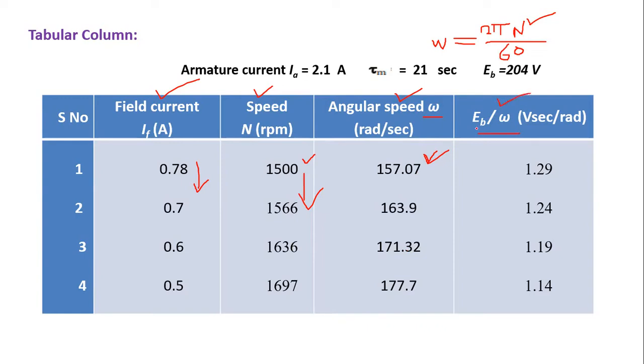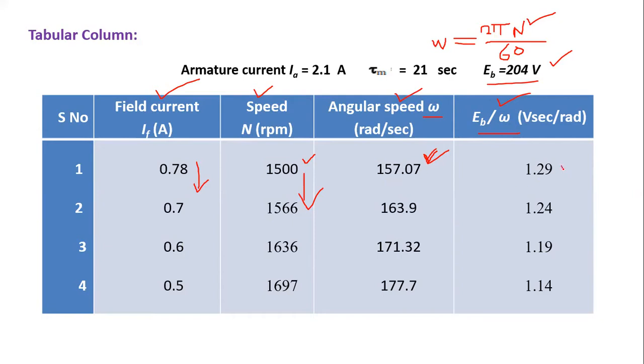EB by omega, where EB is the voltage across the armature. Already we calculated. While doing the experiment, we are checking what the voltage across the armature is. We are getting 204 volts. Once we know the EB and the angular speed, then you can convert to EB by omega. This EB is 204 and the omega is 157.7.